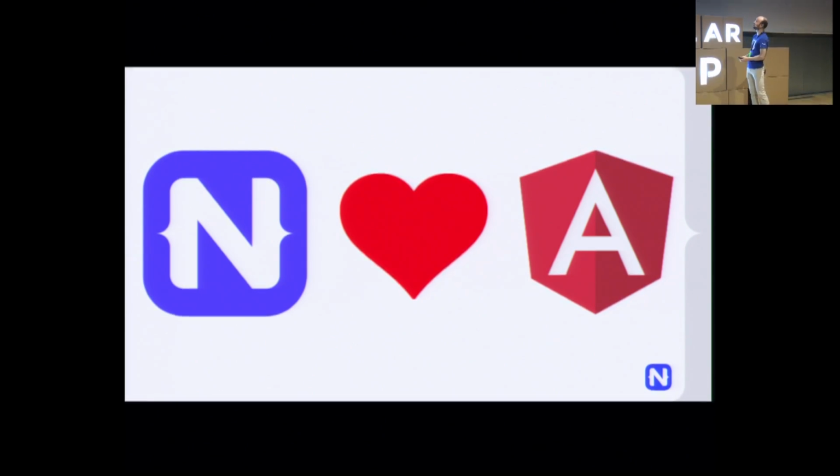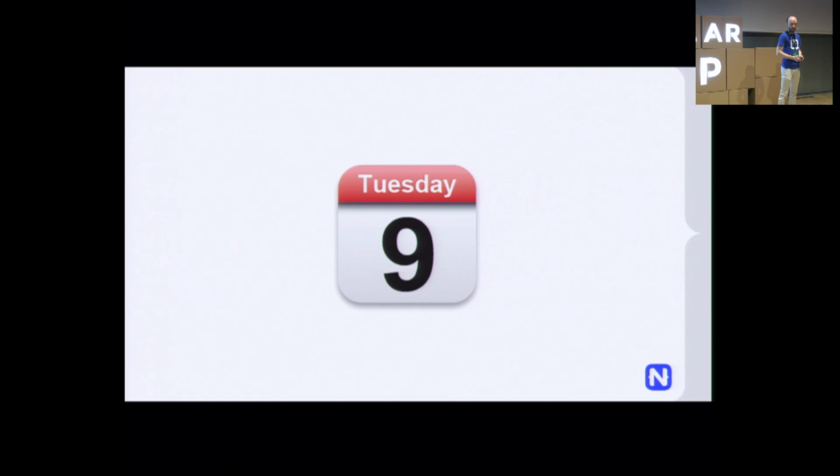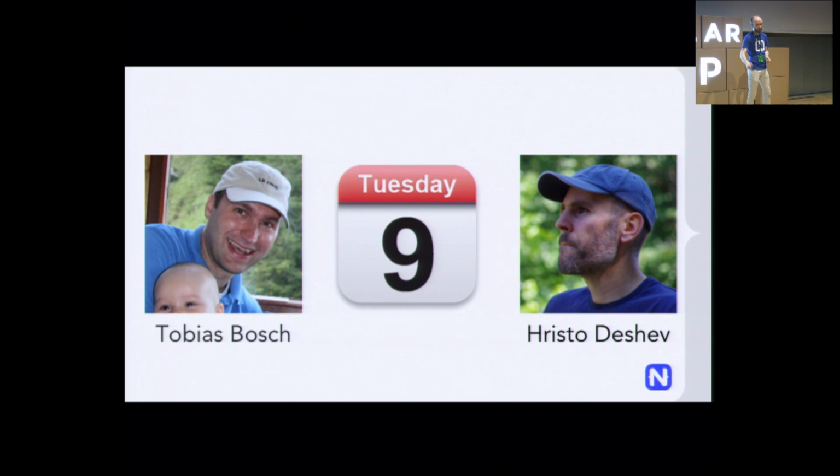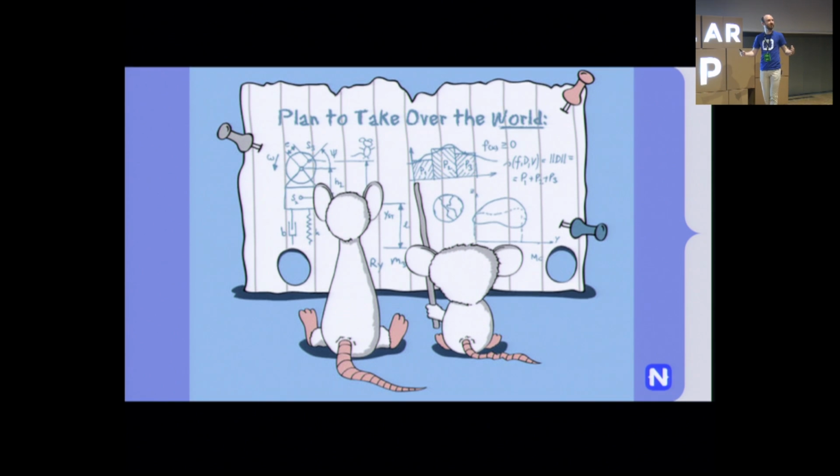And we openly say that we love Angular, and Angular loves NativeScript. That's obvious. And the thing is that we've been working with the Angular team for quite a while. So pretty much since May last year, Tobias Bosch, who's one of the lead developers on the Angular side, was meeting with Hristo Deshev every Tuesday. They had a hangout. And they were pretty much planning the mobile world domination, right? And I tell you, it's going good.